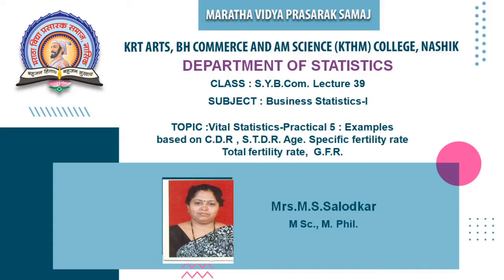Hello students, this is the fifth practical we are going to take for S5 BCom students. The name of the practical is Vital Statistics, practical number 5, in which we are going to take examples based on crude death rate, STDR, age specific fertility rate, total fertility rate and GFR.